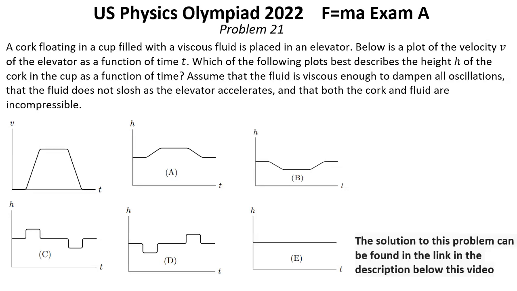The elevator's acceleration affects the buoyant force and the cork weight equally in the non-inertial frame of the elevator. Both forces are weights, so the fraction submerged does not change. That was the solution for problem number 21.